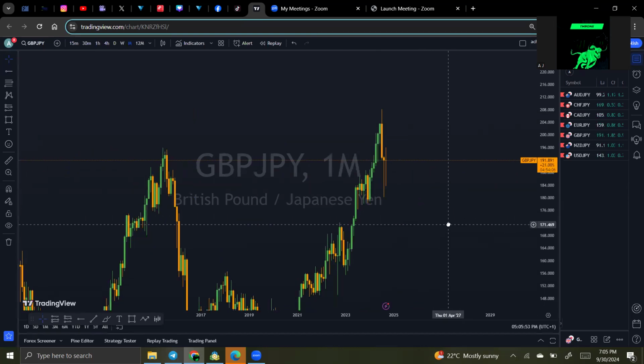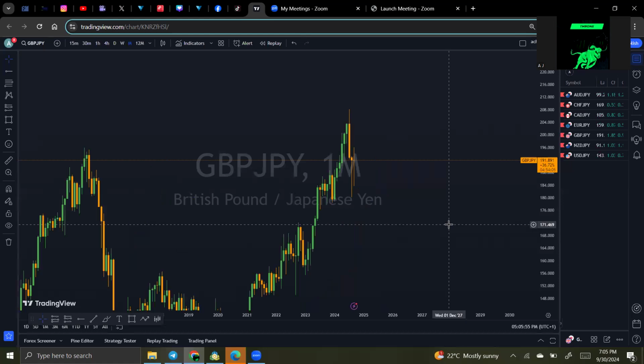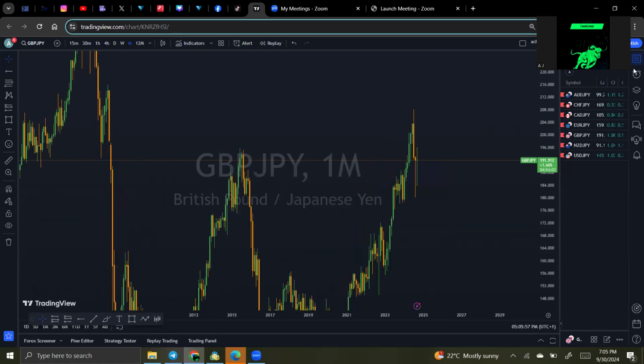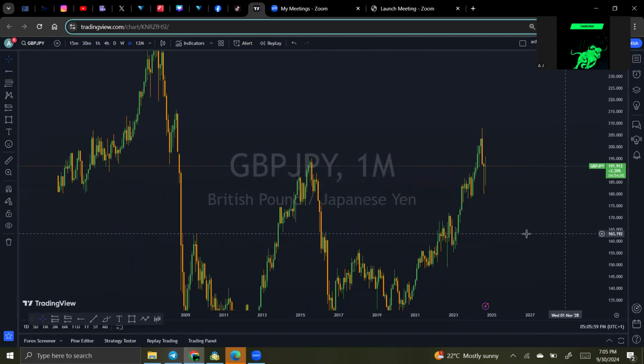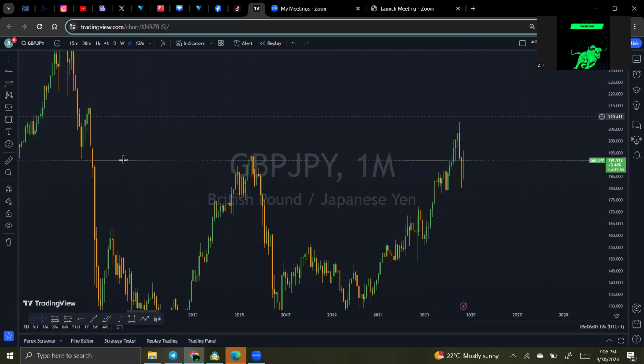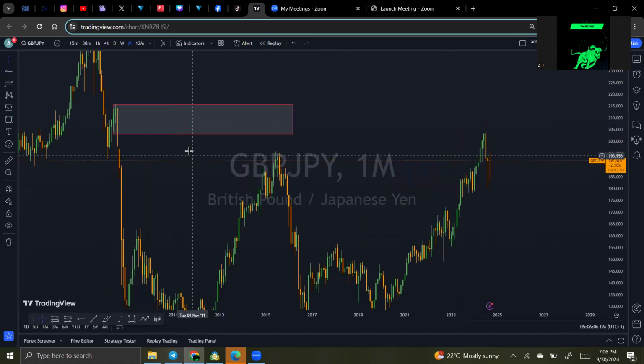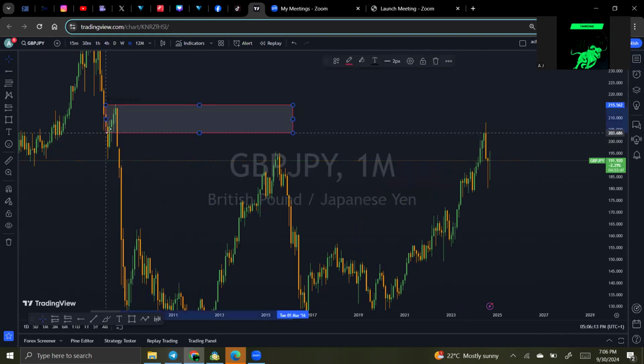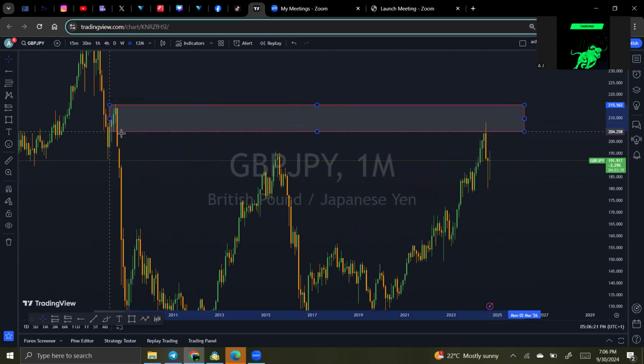So if you look at GBP JPY on the monthly time frame, on the left here, let me just enlarge the screen. If you look on the left here, you realize that the whole of this candle here was our supply area. Because this was a strong bearish candle that broke below this low, and also these lows here. So the whole of this was our supply. So that was our supply area.